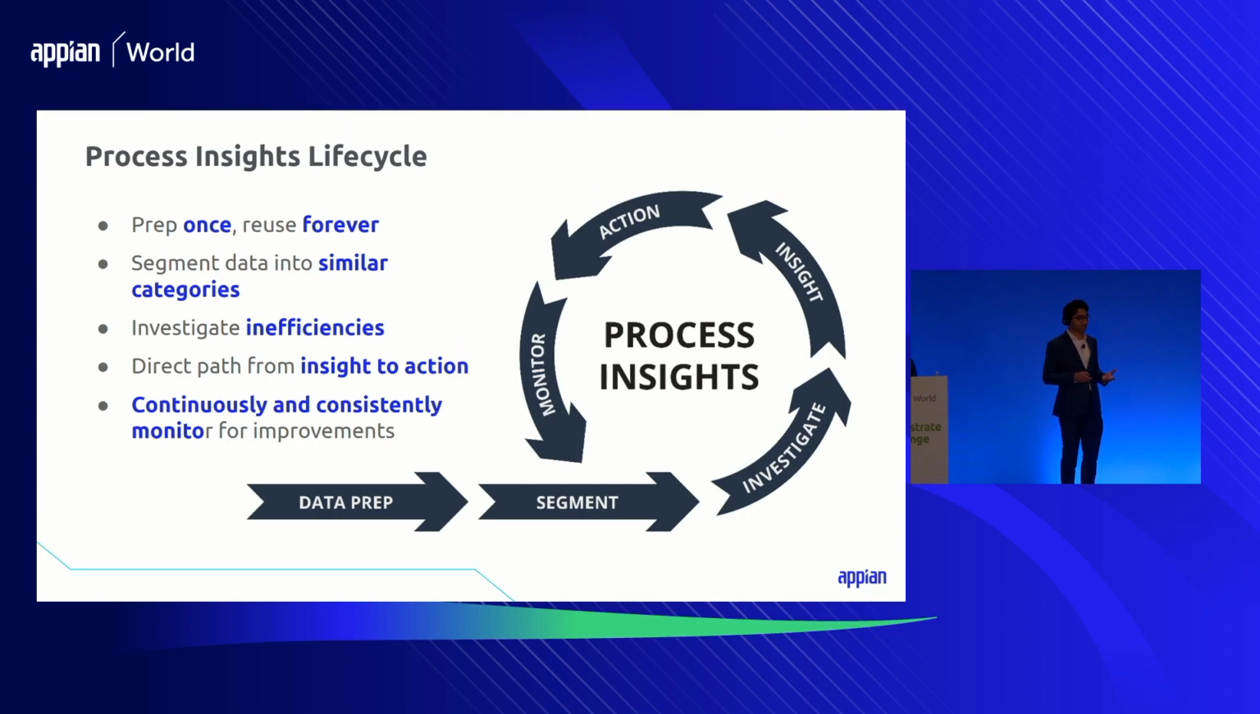Once you have actually created that process, we encourage you to segment your data. So if we take a look at that coffee shop example, you might think that as a business owner, you might have coffee shops in a wide variety of different locations. And so it might make sense to have a view for different regions in the United States where you have coffee shops and analyze your data that way. And when you do that, you can then investigate those inefficiencies, find out what is actually going wrong with your business process and how you can make it better. And as I had mentioned before, you can then turn those insights into actions and then continuously monitor those for improvement within Process Insights.